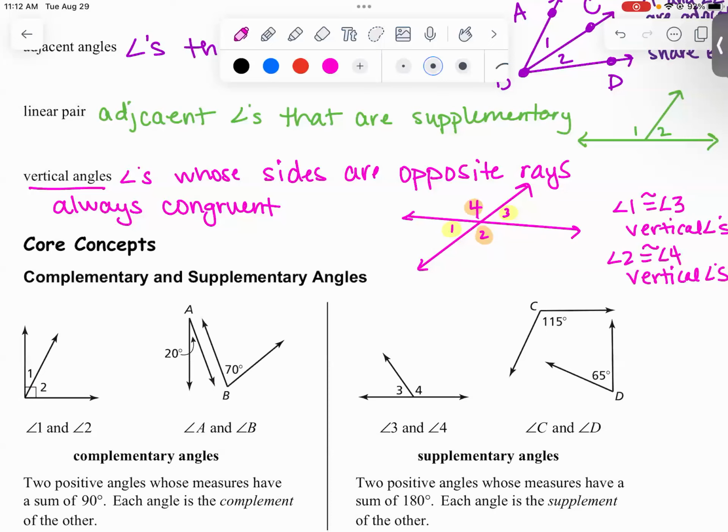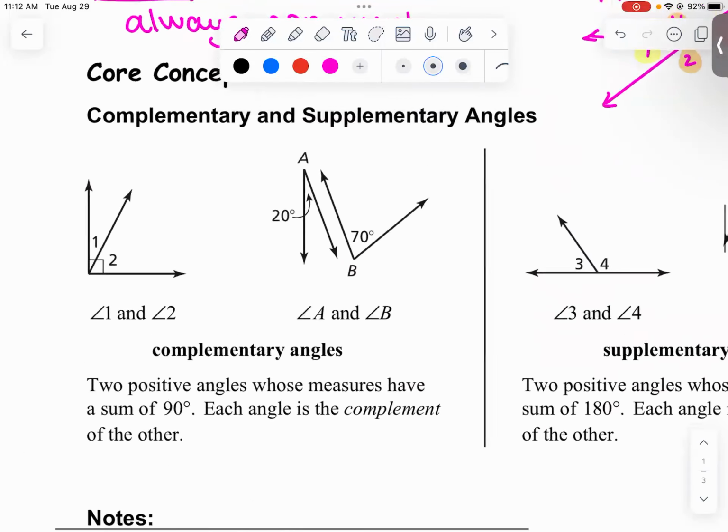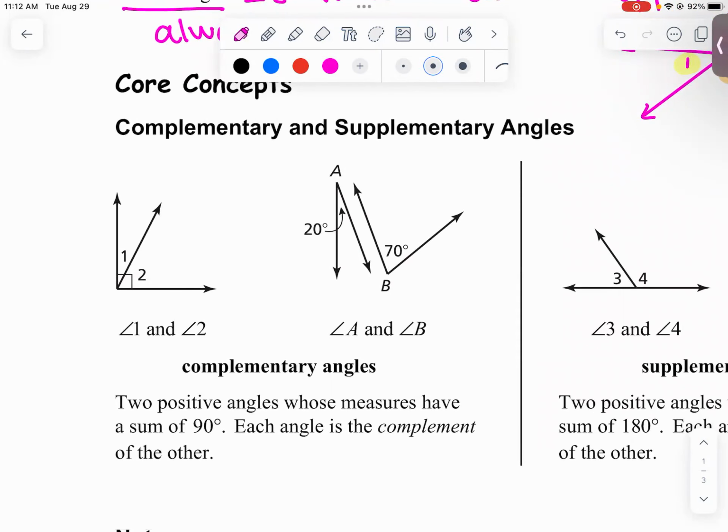All right, so let's come back to our complementary and supplementary. There are two different ways you could be given information. Complementary angles do not have to be adjacent, but if they are adjacent, then they may have this box right here saying, hey, these two form a right angle.